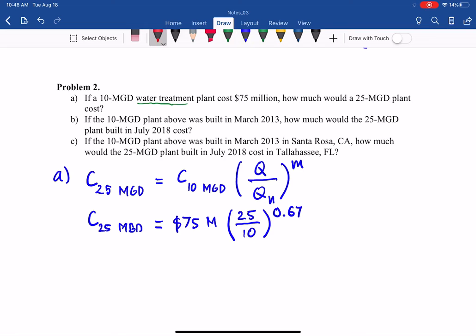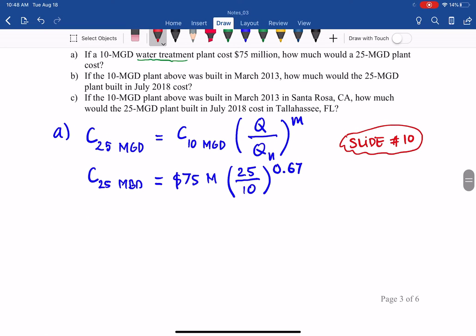So that is slide number 10. To get m, you have it here in the table, and from that we get a project cost of $138.6 million. So to build the project of 25 million gallon per day, you need the cost exponent, or cost capacity factor, 0.67, as the power on the ratio of the capacity of the new and reference facility. Keep that in mind. Now go to B.